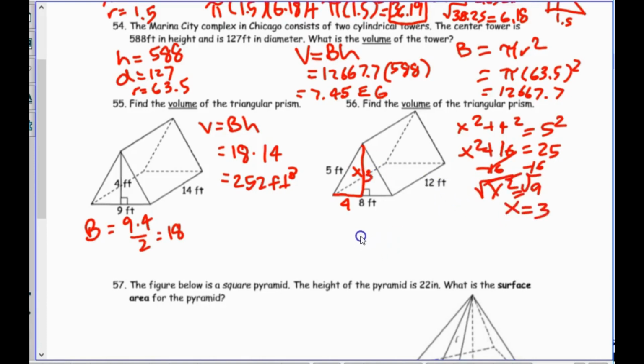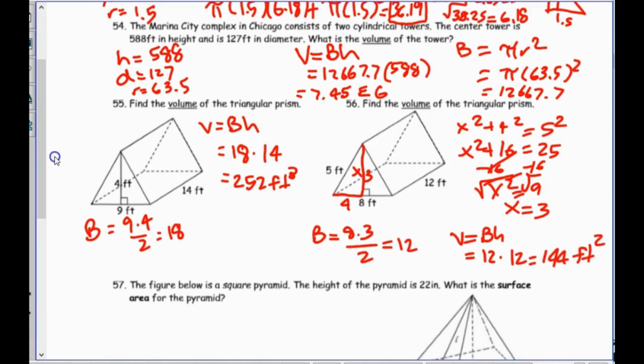So now that I know my height, my big B is going to be 8 times 3 divided by 2, which is 12. So the volume is big BH, which is going to be 12 times 12, which is 144 feet squared.